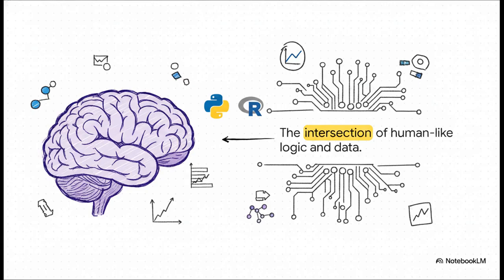I love this visual because it perfectly captures the intersection of human-like logic and raw data. On one side, you have the biological brain representing our pattern recognition, and on the other, the digital circuitry. Bridging that gap are coding languages like Python and R. They're the essential tools we use to wire our human logic right into the analytical brain of the machine.